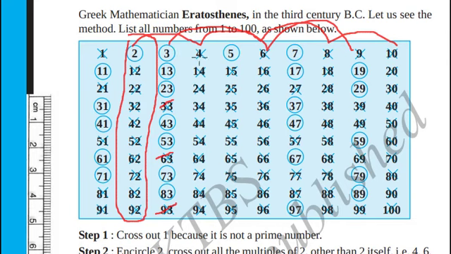Now let us move on to 5. We will discard the multiples of 5. 5 and 10 in this row. And we will discard this whole column since all these numbers are multiples of 5.